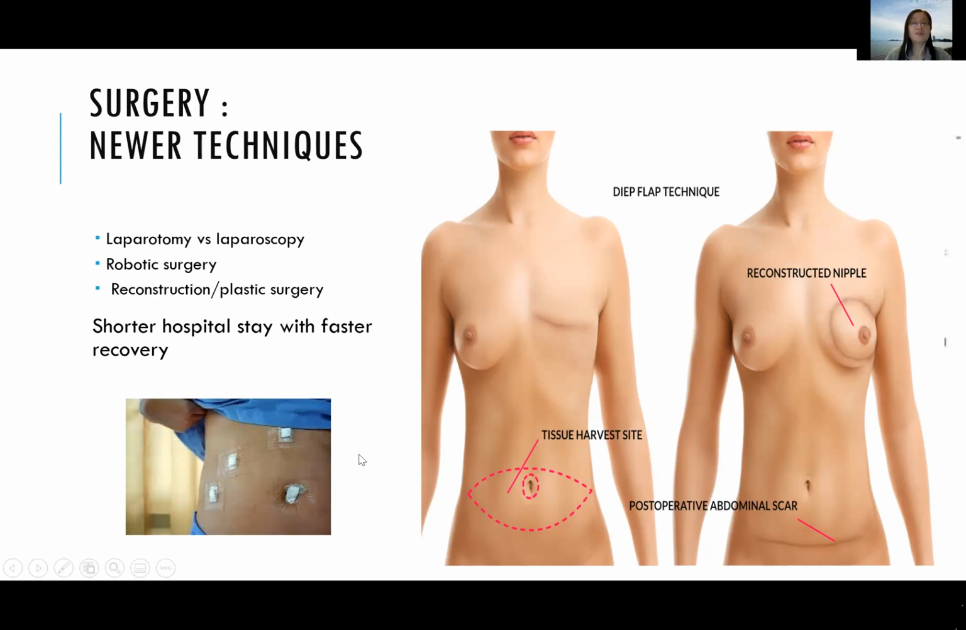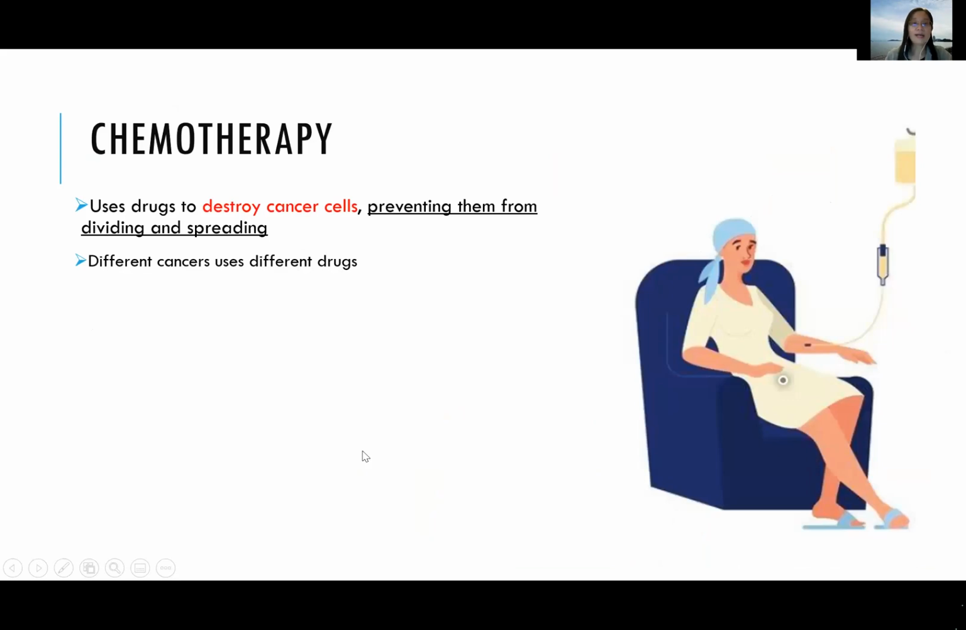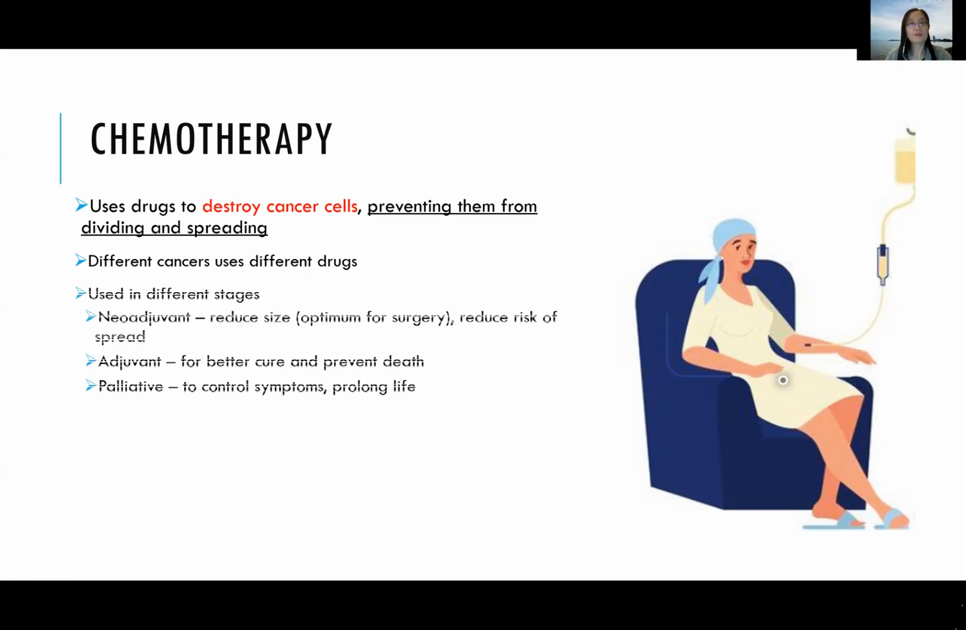So I'll talk a little bit about chemotherapy. Chemotherapy basically is drugs. It's sort of poisonous drugs you give mostly in the IV setting, infused into the bloodstream. It destroys the cancer cells, especially those that harbor in the bloodstream, and prevents them from dividing and spreading. Different cancers use different combinations. There are many, many types of chemotherapy drugs available.